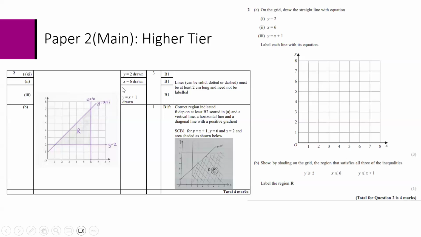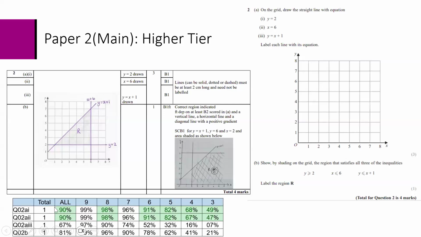But then I'm going to show you the performance statistics. So 90% of students can draw y equals 2, which I know students generally find challenging. 90% of students can draw x equals 6, but only 2/3 of students can draw y equals x plus 1. Now, the examiners allowed follow through, and in terms of follow through, 81% of those students could actually identify the correct region in relation to their own lines. And identifying regions is very challenging. I'm using this to demonstrate that students are struggling with actually very basic equations of lines.